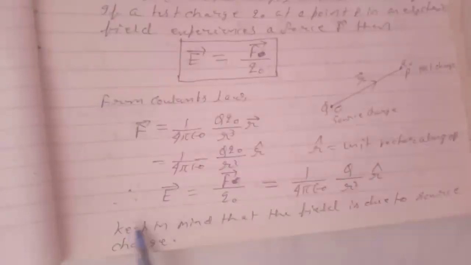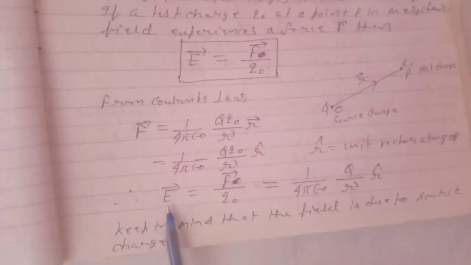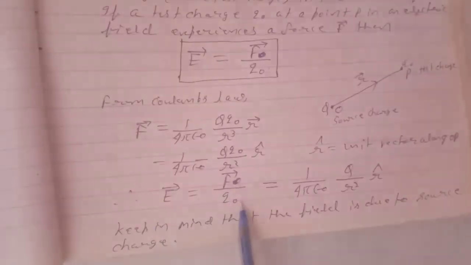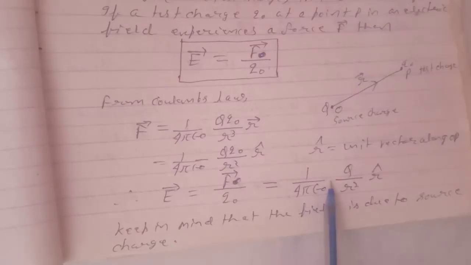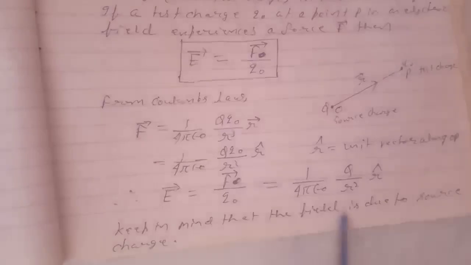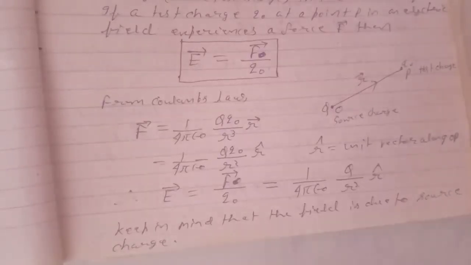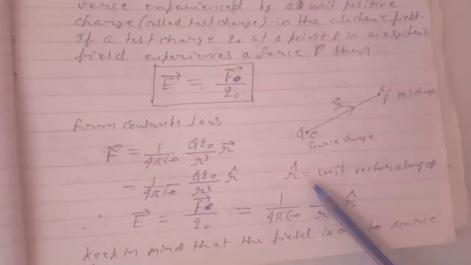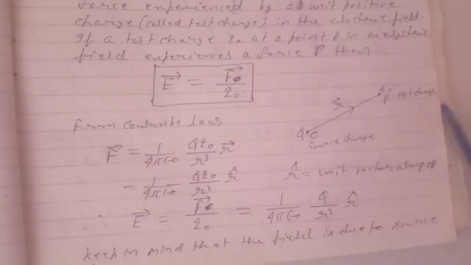So from the definition, E vector, that is electric intensity, electric field intensity, or electric field strength, equals F vector by Q naught, equals 1 by 4 pi epsilon naught Q by r square into r cap. Keep in mind that the field is due to the source charge. You have to always keep in your mind that the field is due to the source charge.